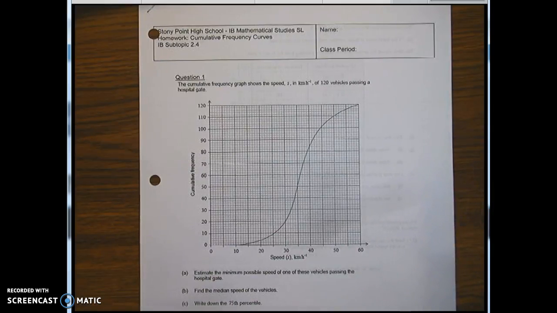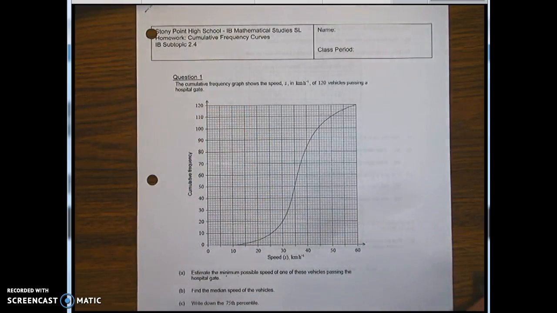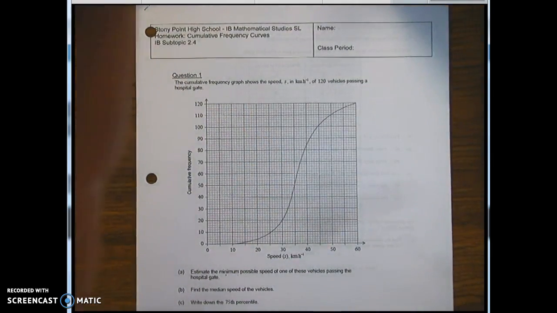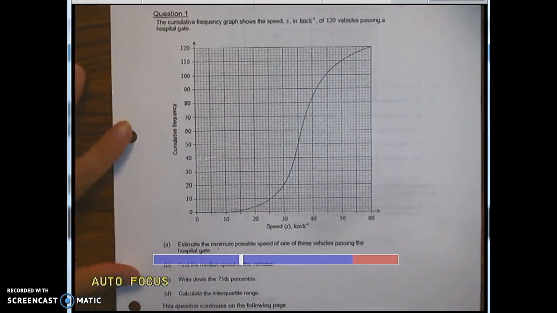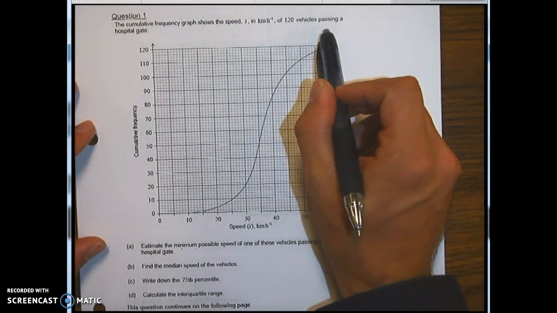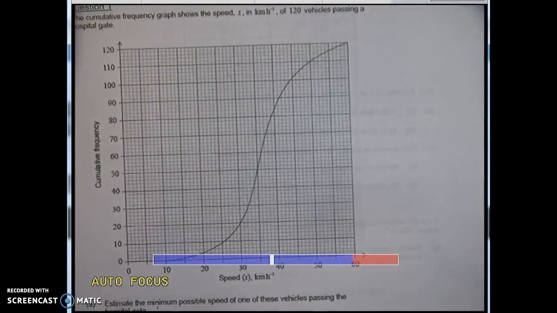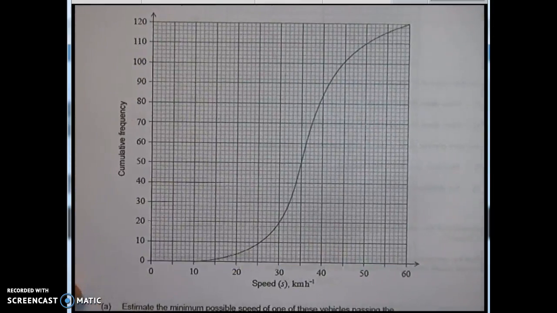Hey, this is Mr. Alexander, and I would like to talk to you today about IB Subtopic 2.4, which is Cumulative Frequency Curves. What we have here is a Paper 2 question. It says the cumulative frequency graph shows the speed s in kilometers per hour of 120 vehicles passing the hospital gate. And so we've got a cumulative frequency graph here.